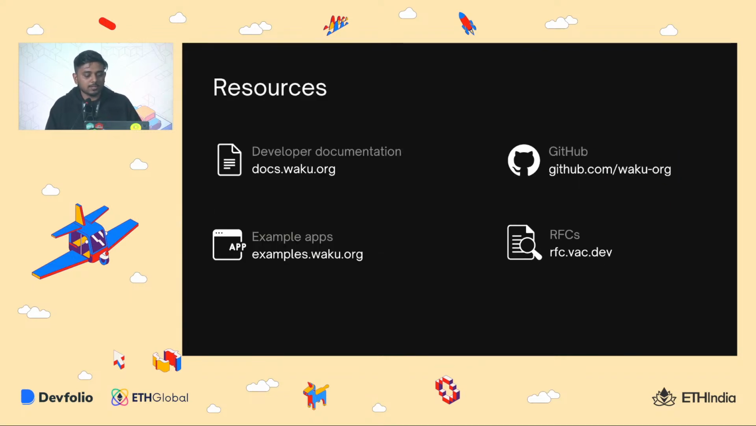Coming to the resources, we have developer documentation at docs.waku.org. This will be a holy grail to get started with Waku, and it has pretty much everything about the protocols and use cases of Waku. All the code is open source on GitHub, so you can find all the examples on GitHub as well. And we have examples.waku.org, where we have around 5 or 6 examples that use Waku's protocols.